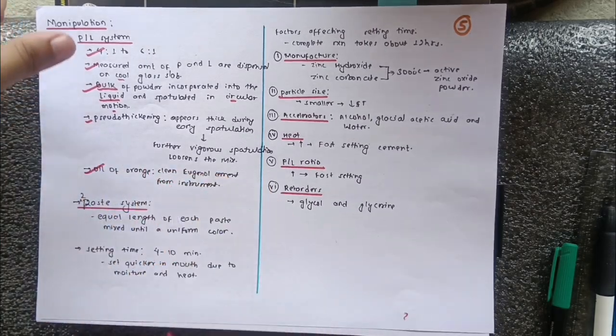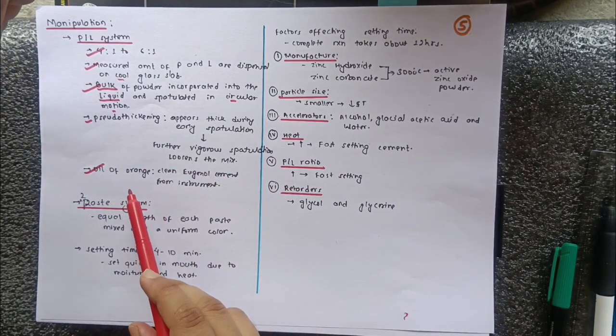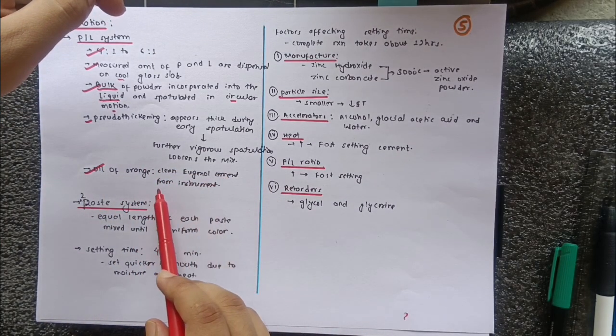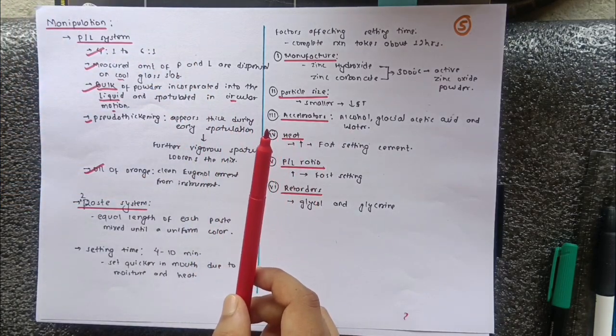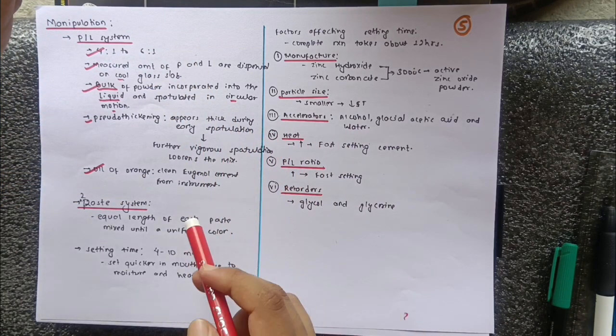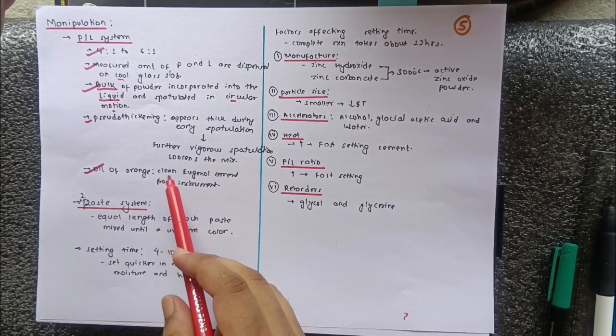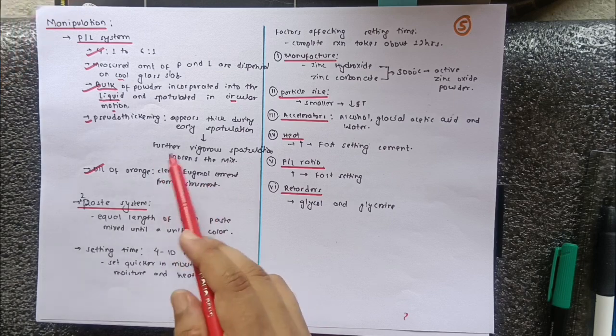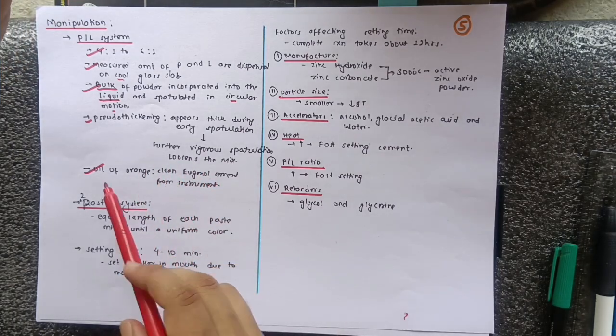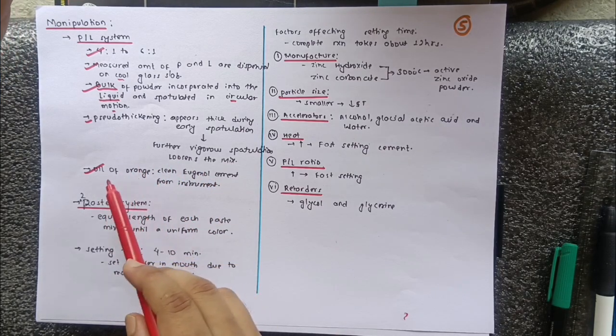Oil of orange is what we require to clean the eugenol cement from the instrument. While spatulating with the stainless steel spatula, there may be presence of the eugenol cement after the proper manipulation. So for removing and cleaning those instruments, we use oil of orange. So this is an MCQ based question.